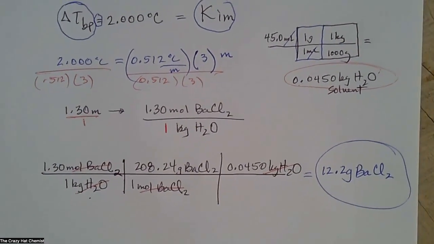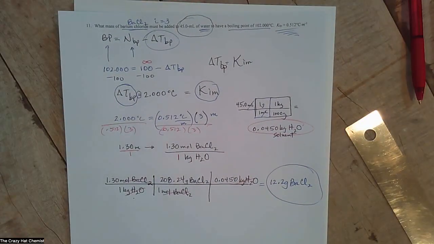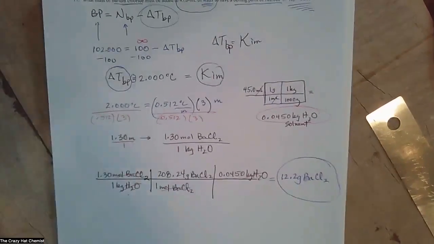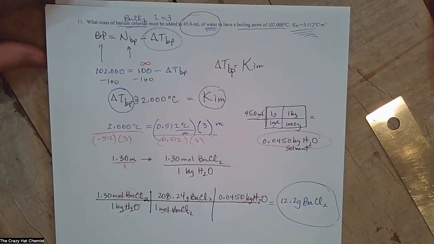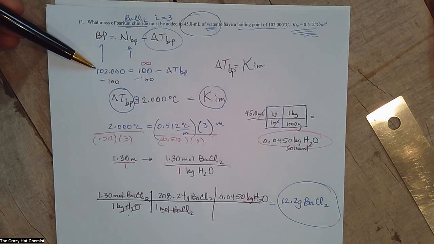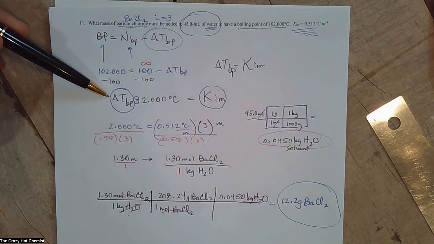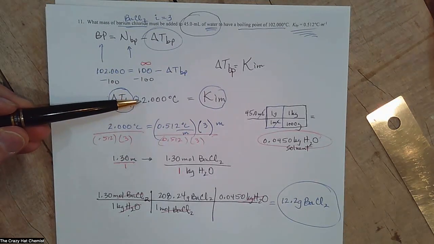So let me zoom out here so you can see the problem in its entirety. Let's see if we can get this on one screen. There we go. There's the problem in its entirety. Just to recap real briefly, we were given the boiling point. We know the normal boiling point of the water, which is the solvent. We are going to solve for the change in temperature of the boiling point. So we subtracted the normal boiling point and got the change in temperature of the boiling point.